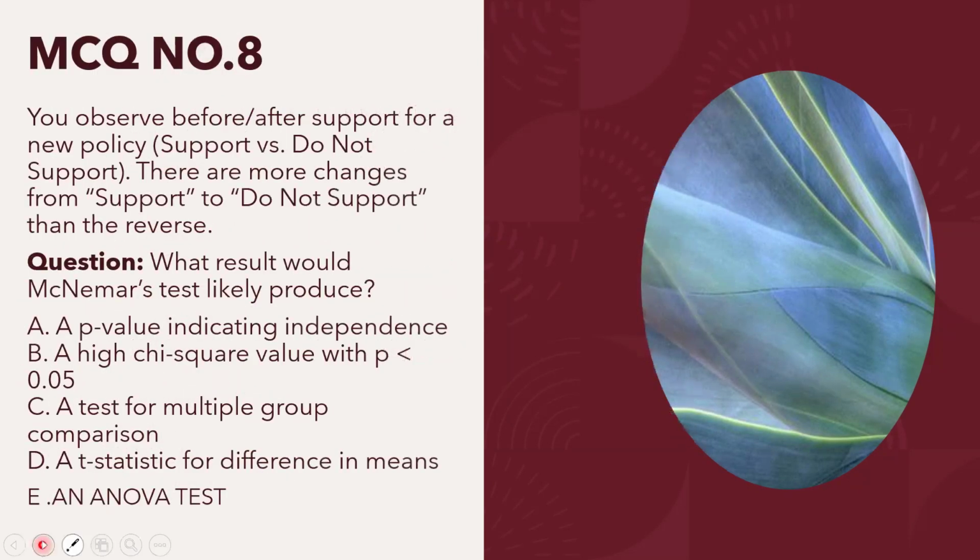So MCQ number 8. You observe before and after support for a new policy, support versus do not support. There are more changes from support to do not support than the reverse. So what result would the McNemar test likely produce? A p-value indicating independence, a high chi-square value with p less than 0.05, a test for multiple group comparisons, a t-statistic for difference in means, or an ANOVA test.